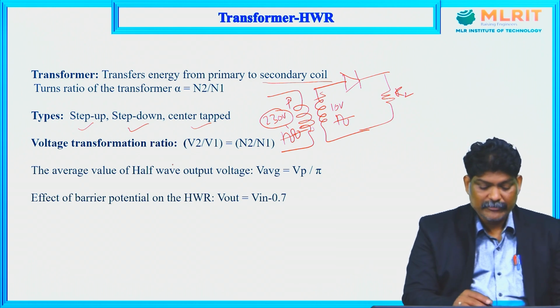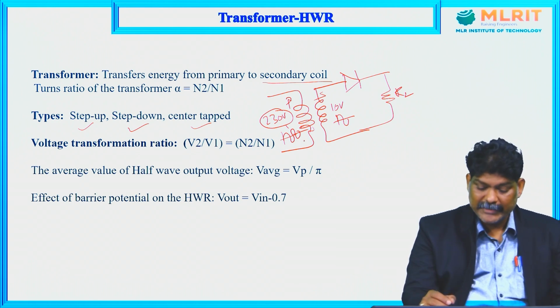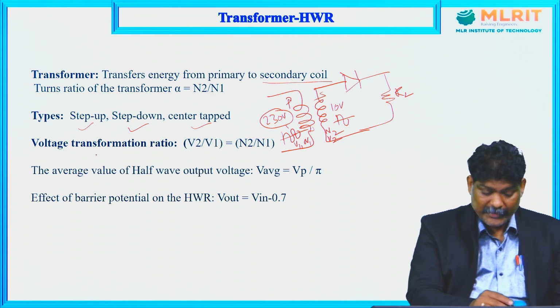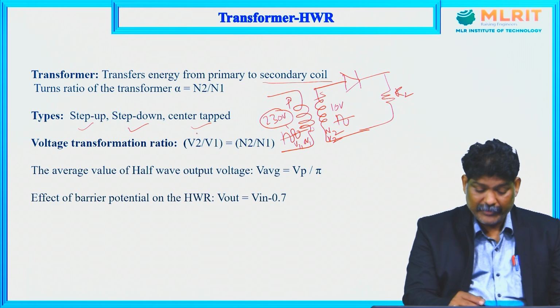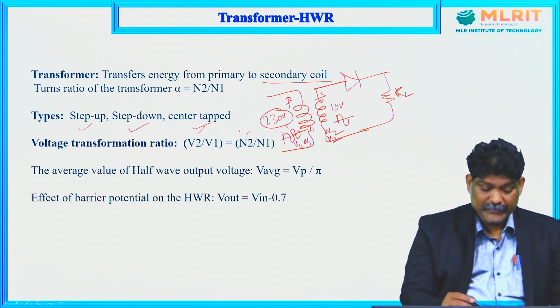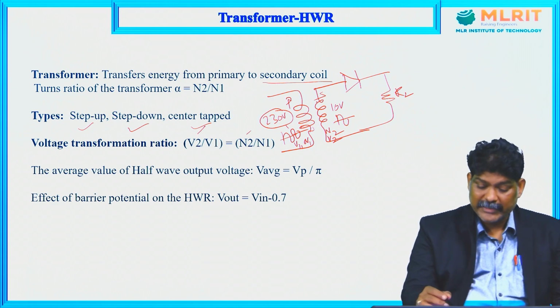And the voltage transformation ratio of this transformer is V2 by V1. So let us say the number of turns is N1 and here N2, and the voltage across this coil is V1 and the voltage across this coil is V2. Then the voltage transformation ratio is given by V2 by V1 is equal to N2 by N1. So V2 means the voltage across the secondary coil and V1 is the voltage across the primary coil.